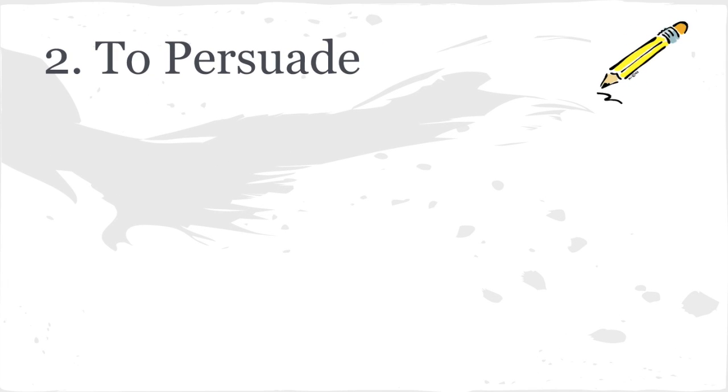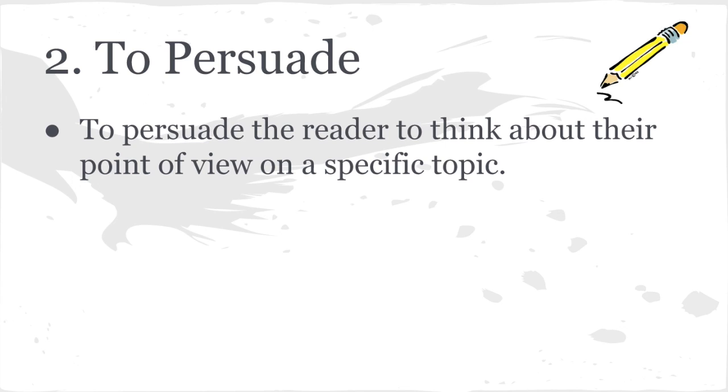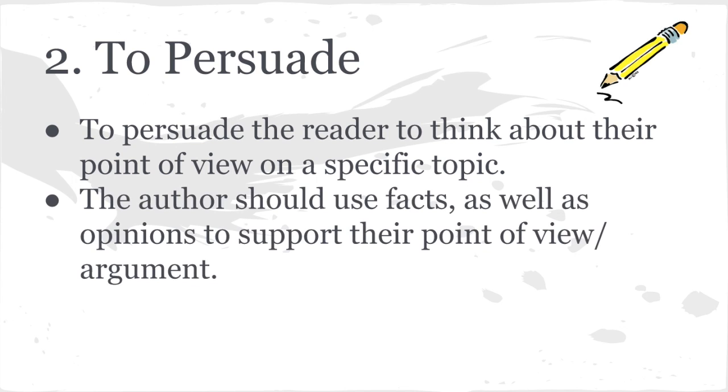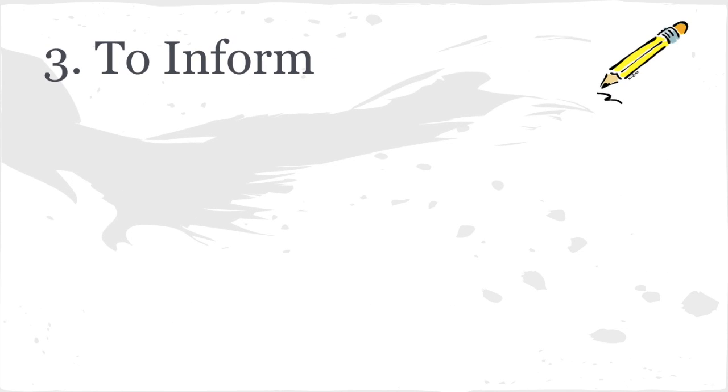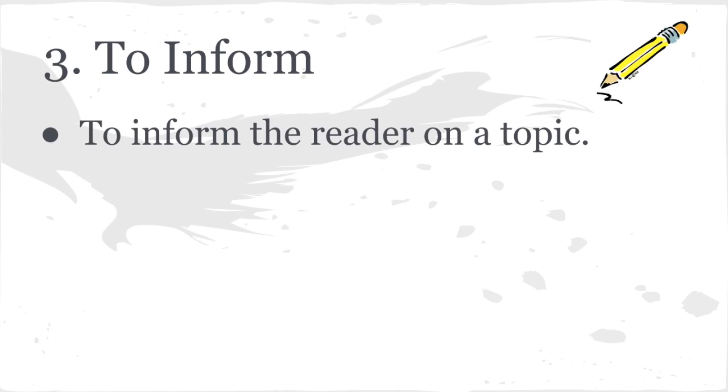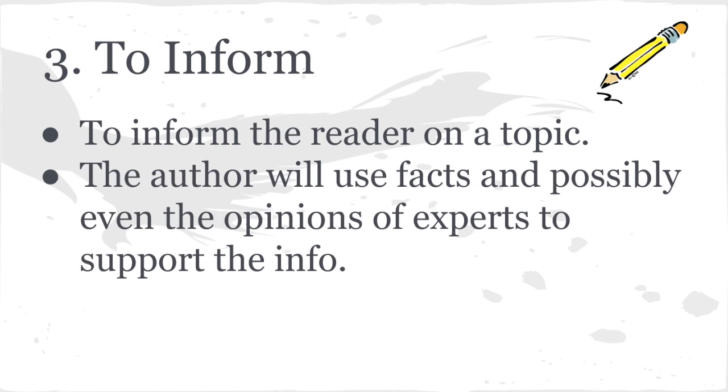The second style of author's purpose that we're going to talk about is to persuade. So the author is trying to persuade the reader to think about their point of view on a specific topic. They should be using a lot of facts and maybe some opinions to support their specific point of view and argument. The third style is to inform. So the author is trying to inform the reader on a specific topic. They'll use facts, maybe even the opinions of an expert to support the info that they're trying to give to the reader.